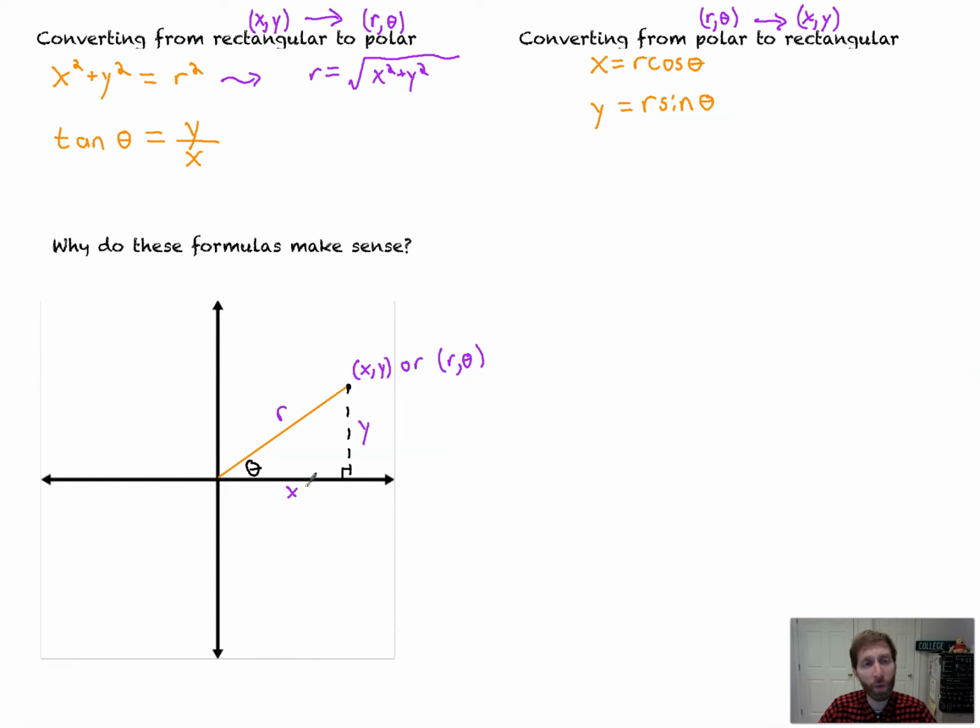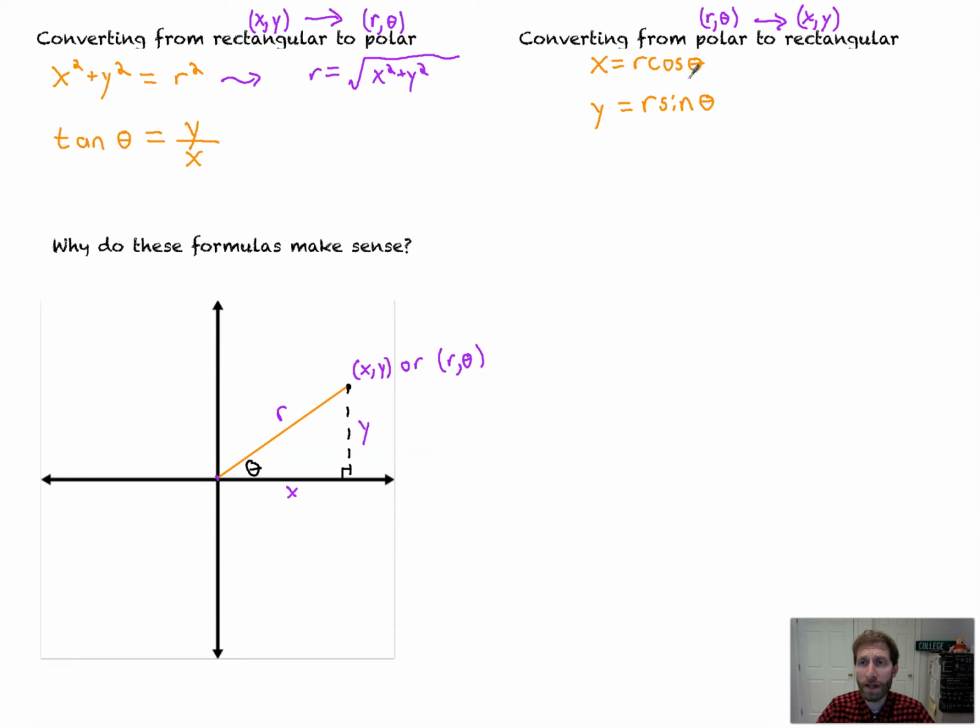Why does tangent theta equal y over x? Well, because looking at this, y over x is quite literally the opposite of theta over the adjacent to theta. And so that gives us our value there. Coincidentally, it's also the slope of that line too. More on that later. Now, the other conversions: this would be if you're given r and theta and you want to go to rectangular, you want to get x and y. This was to find r and theta from x and y.